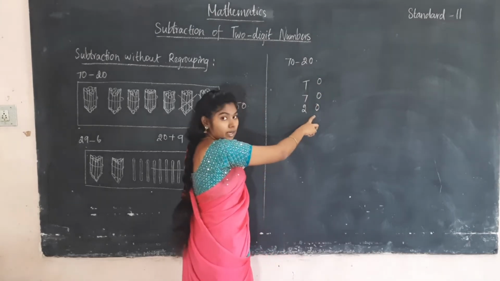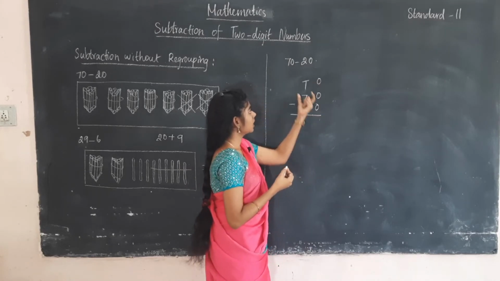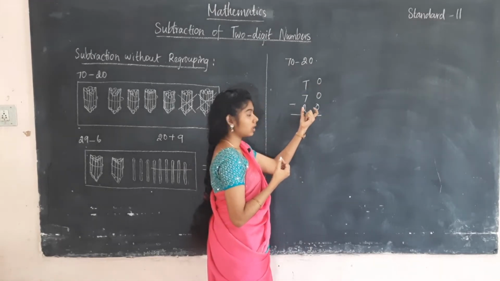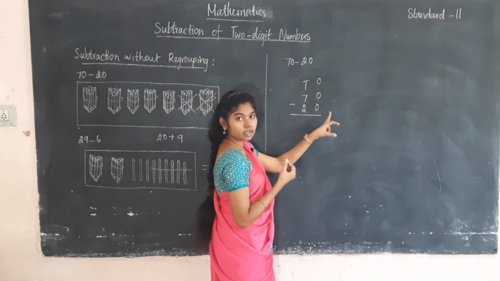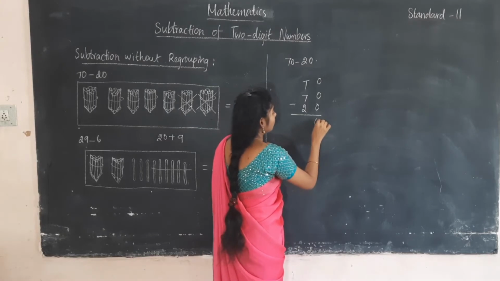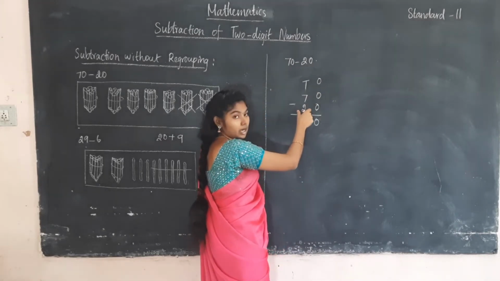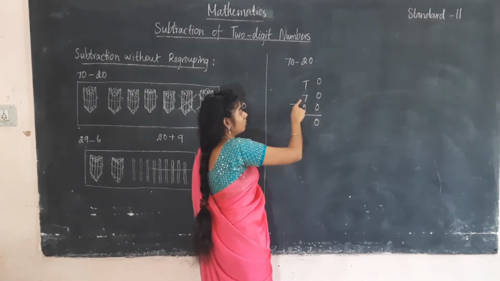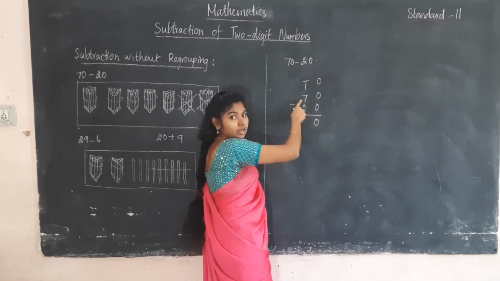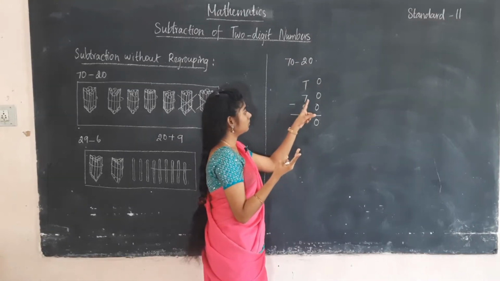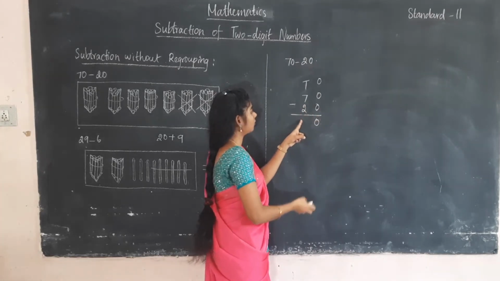Now we are going to subtract these 2 numbers. To subtract the numbers, first we have to subtract in the ones place and then in the tens place, as we do in addition. So 0 minus 0 is 0. After subtracting the ones place, we have to subtract the tens place numbers. What are the numbers given here? 7 tens and 2 tens. So take 7 in the mind and 2 in the fingers. Say the numbers before 7: 6, 5. So now we write the number 5 here.